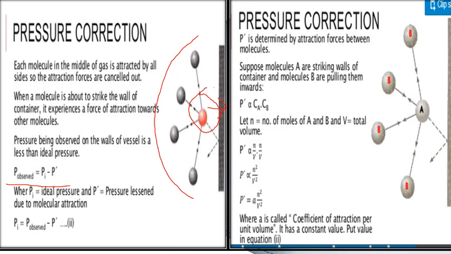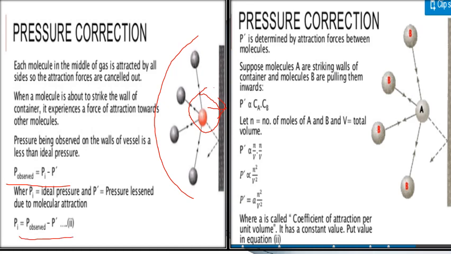And P lessened is the difference of these two, that is P ideal minus P observed, which will tell you how much the pressure has changed, how much less pressure you have got, by what factor it has decreased. This is what we call the P bar, right? So here it is given, P observed is equal to P ideal minus P lessened. You can rearrange this equation like this, that P ideal is equal to P observed plus P bar, right?